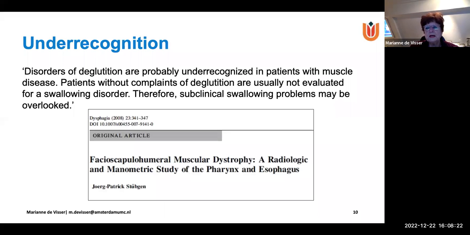And this is a very nice quote from Jörg Patrick Stubchen, neurologist from South Africa, who did a radiological and manometric study of the pharynx and esophagus in patients with facioscapulohumeral muscular dystrophy. He states: disorders of deglutition, swallowing, are probably under-recognized in patients with muscle disease. Patients without complaints of deglutition are usually not evaluated for a swallowing disorder. Therefore, subclinical swallowing problems may be overlooked. And he's right about it, and I will show you that in different cases.